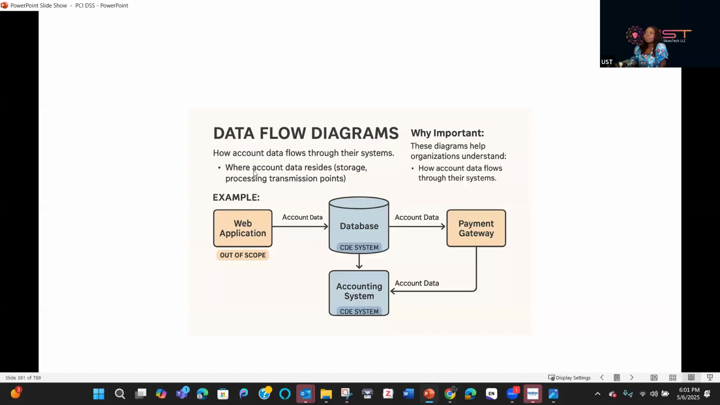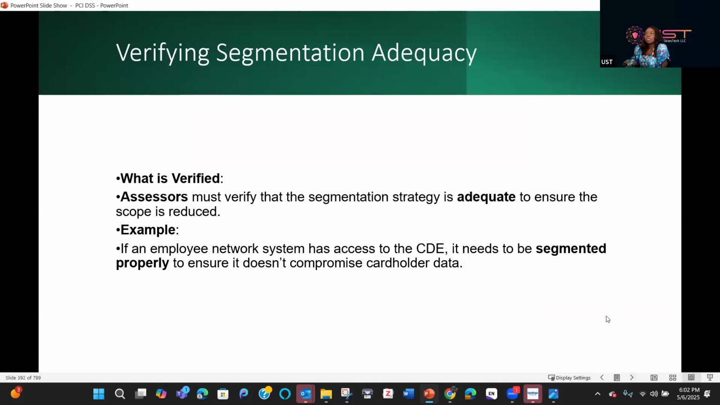For example, if you see here, we have a web application, which could be out of scope. You have account data, you have the database that is CDE environment, you have the accounting system that is CDE environment, and it goes through the payment gateway and back. So do you see the flow of data? That simply tells you more about your environment, like verifying segmentation adequacy.